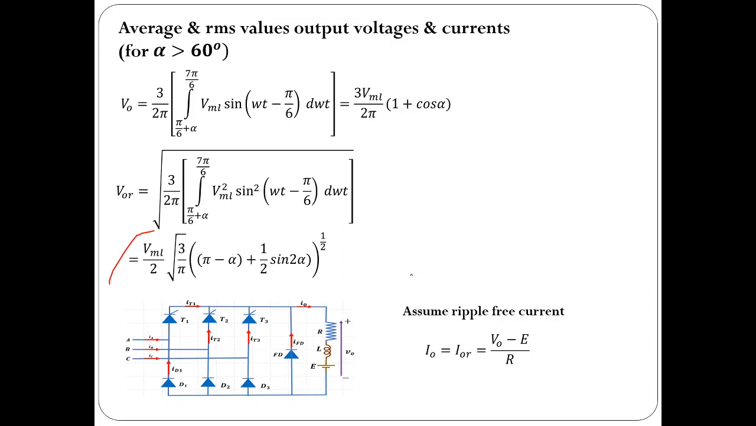Coming to the average and RMS value of the load current, you can use this formula to compute the average or RMS value of the output current. The average value of the output voltage minus the battery voltage, divided by the resistance, gives you the average value of the load current, which is the same as the RMS value under the assumption that the load current is ripple free, in case the load is highly inductive in nature.